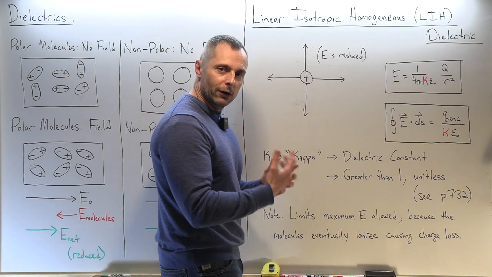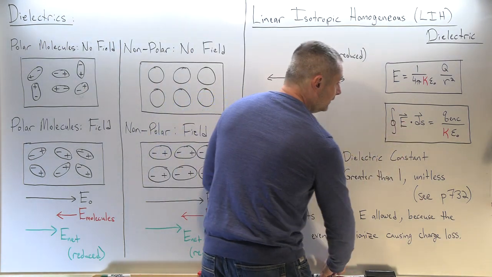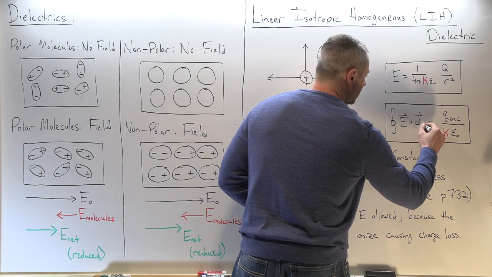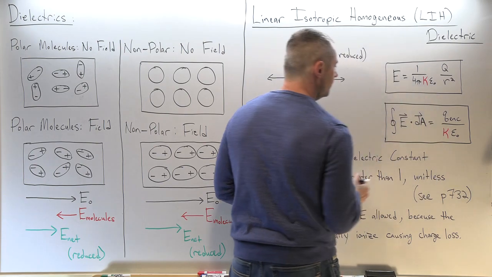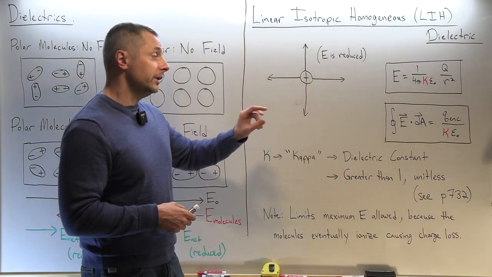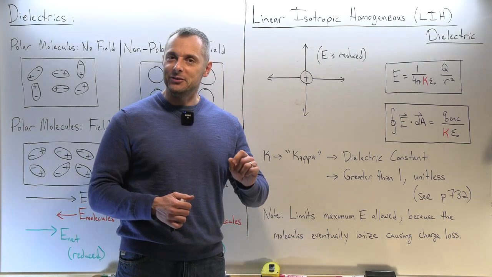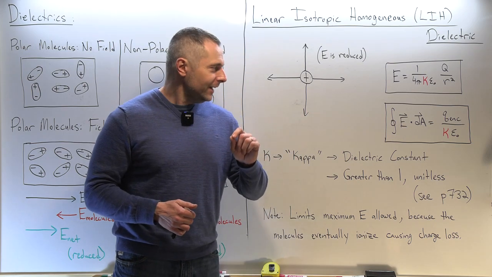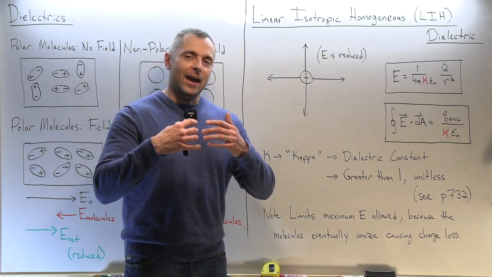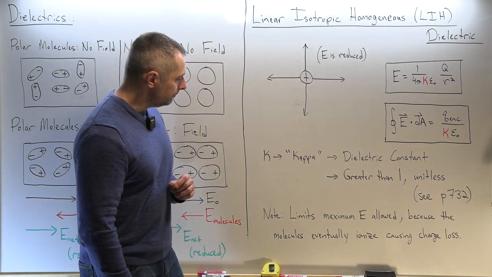Or if you want to use Gauss's law, the integral of E dA equals Q enclosed over epsilon 0, put a kappa in front of the epsilon 0. That's as difficult as it gets. You put a constant in front of epsilon 0 wherever it appears, and you have the method for finding the new electric field. But what is this kappa term?